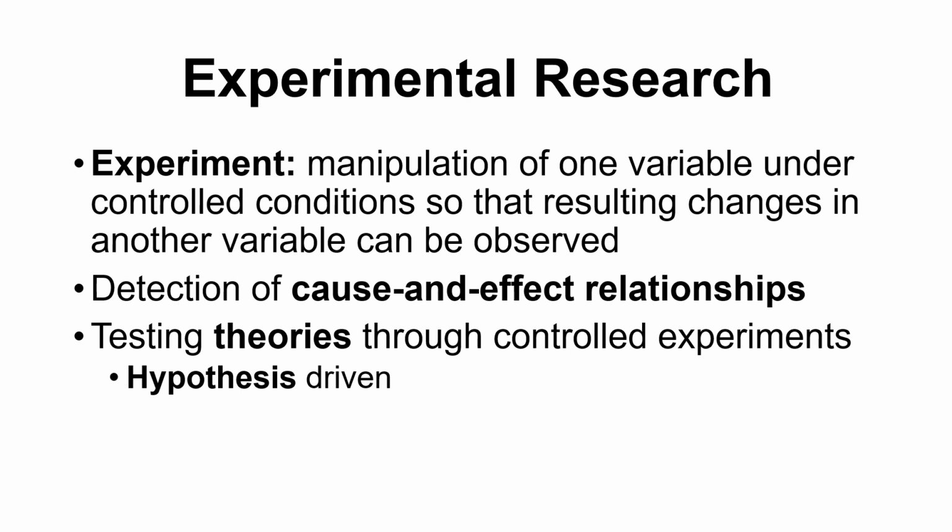This is different from our descriptive research, where we were just measuring and describing the different things we were looking at. With those descriptive measures, we could only make associations. We could say that maybe these two things tend to be associated. But when we're actually doing the manipulations, when we're conducting an experiment, that's when we can infer causality. So here, we're going to be testing theories through controlled experiments, and experimental research is driven by hypotheses.